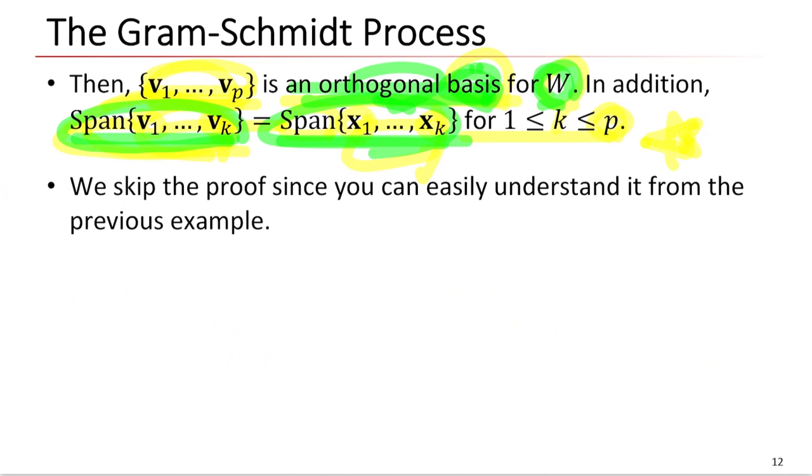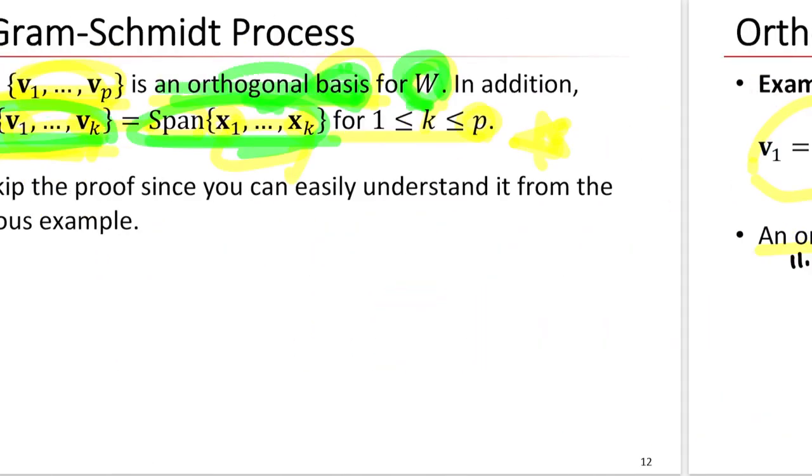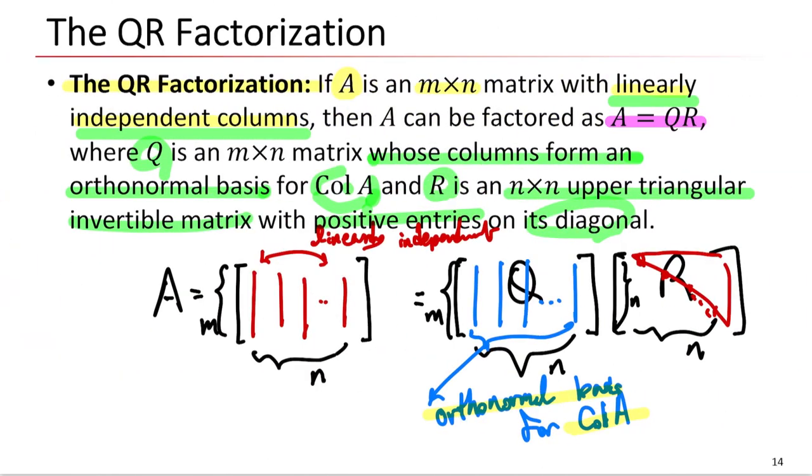So this is the Gram-Schmidt process, right? There was the property that V1 through Vp is an orthogonal basis for the subspace W. In addition, the span of V1 through Vk is equal to the span of X1 through Xk, for k larger than or equal to 1 and less than or equal to p, right? So yeah, that was the Gram-Schmidt process. And actually the QR decomposition or QR factorization method is closely related to the Gram-Schmidt process, right?